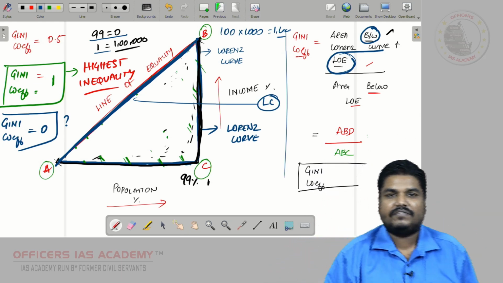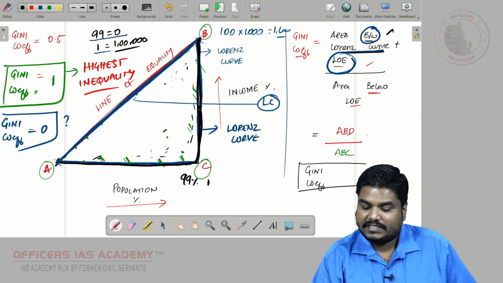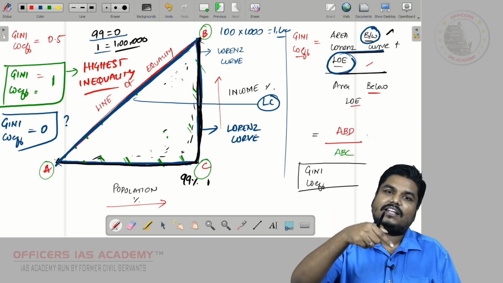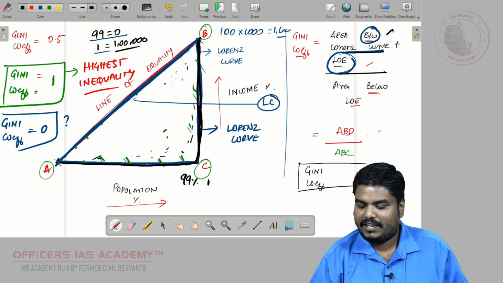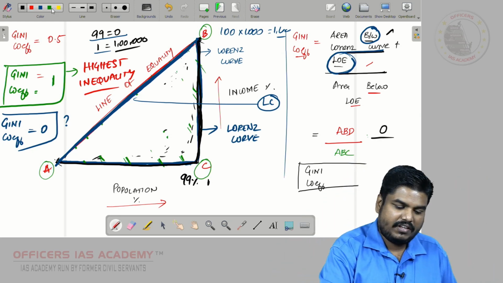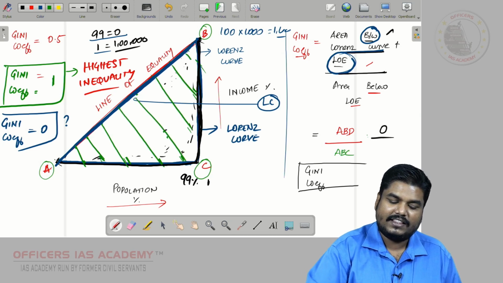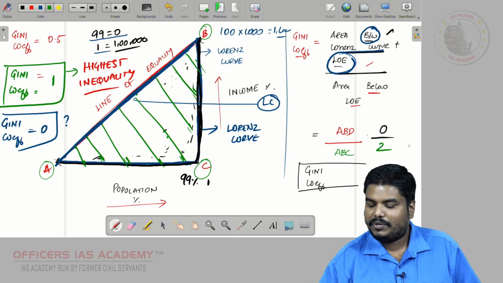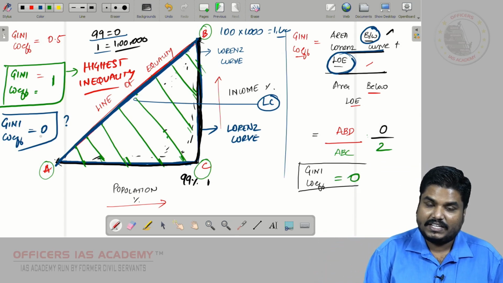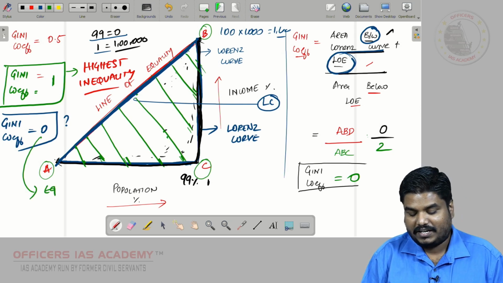Now come to the Gini coefficient formula. What is the Gini coefficient formula? Area between the Lorenz curve and the line of equality. When the line of equality and the Lorenz curve are overlapping, the area is going to be 0, and the area below the line of equality has no change, it is going to be 2. So now I get Gini coefficient 0. So when Gini coefficient is 0, you will have perfect equality.